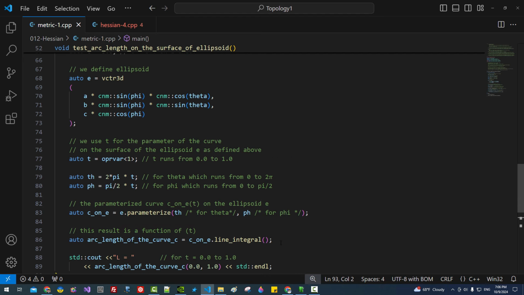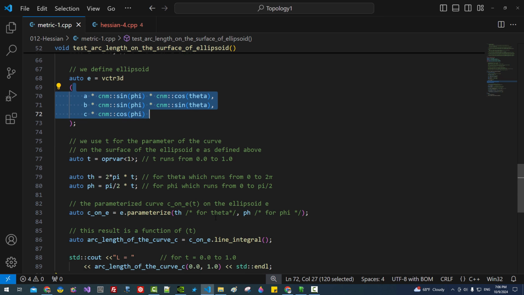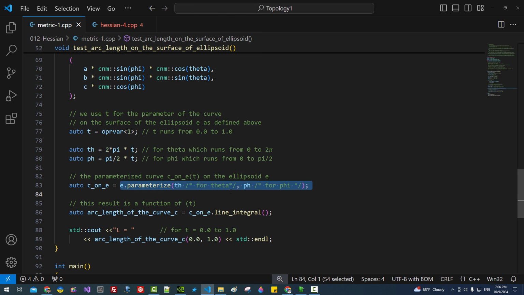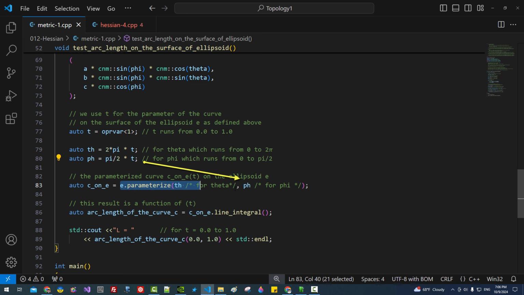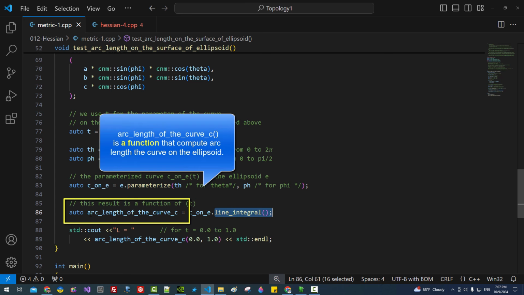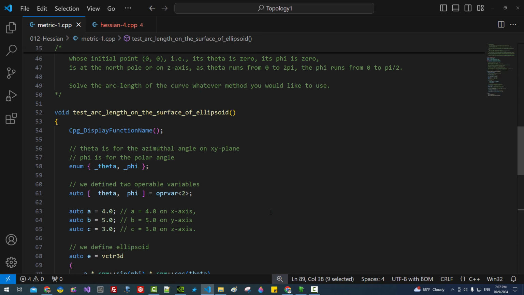Instead, in our case, we simply define the ellipsoid in vector form. Then we parameterize the curve on the ellipsoid by introducing another lambda. These are lambdas. Then by passing th for theta, ph for phi, we automate the curve on the ellipsoid. Then we recast the line integral. Arc length of the curve c. This is a function. A function is returned. Then we can compute the length or distance on the curve arbitrarily. This is the power of my C++ library.